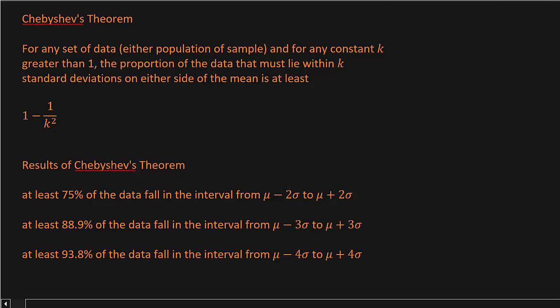All right, so Chebyshev's theorem says for any set of data, either population or sample, and for any constant k greater than 1, the proportion of the data that must lie within k standard deviations on either side of the mean is at least 1 minus 1 over k squared. All right, and so here's some results of Chebyshev's theorem, and I'm going to explain more and get you to understand what this means.